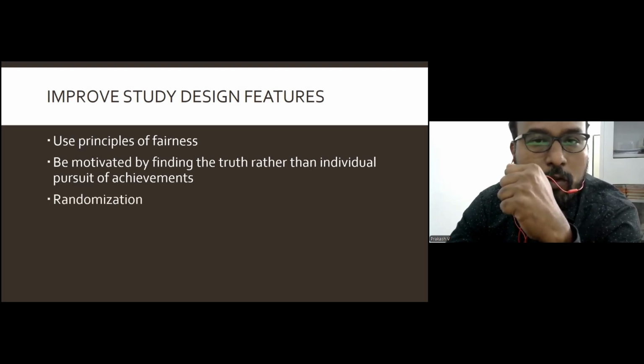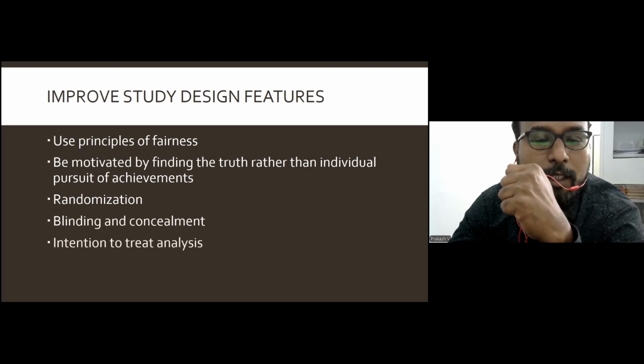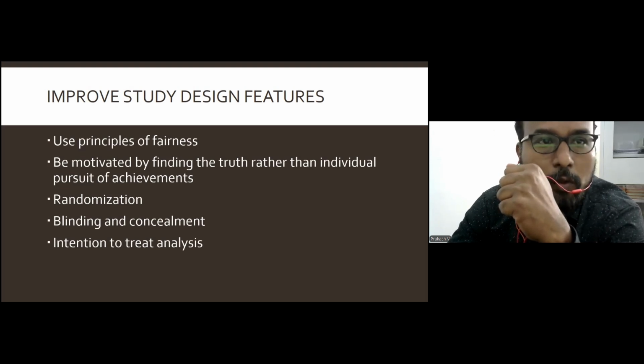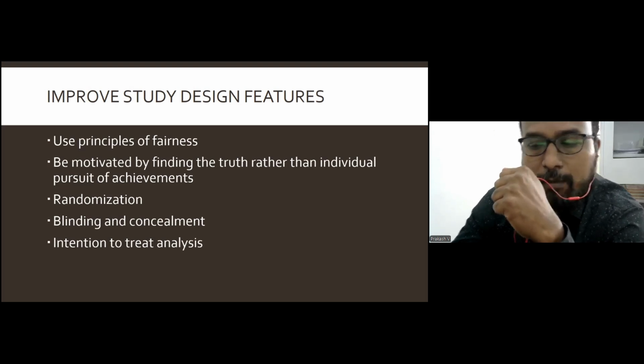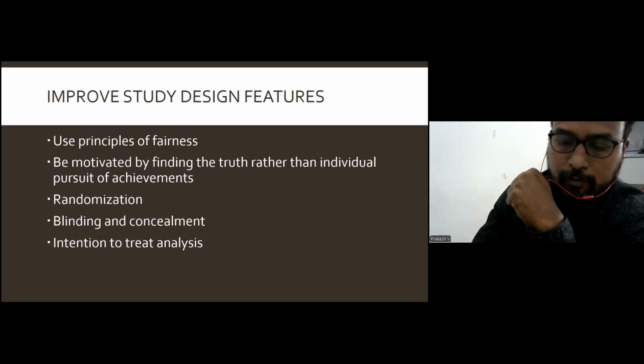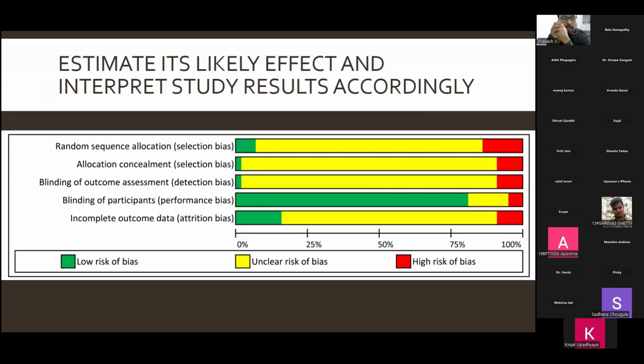These are some very well known features to reduce bias: randomization, blinding, intention-to-treat analysis, and statistical procedures. These are all things that you can do to minimize bias in your study. The third point I made is that we should be able to estimate the effects of bias on the study results. This is one example.